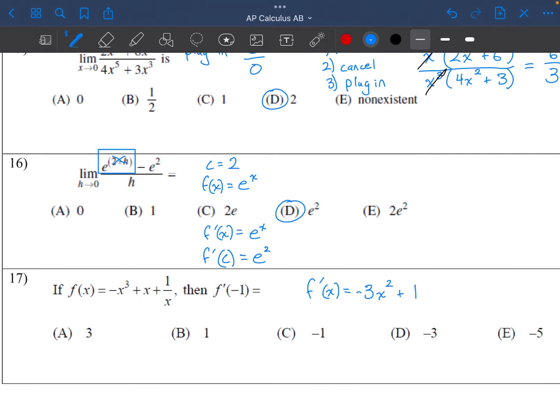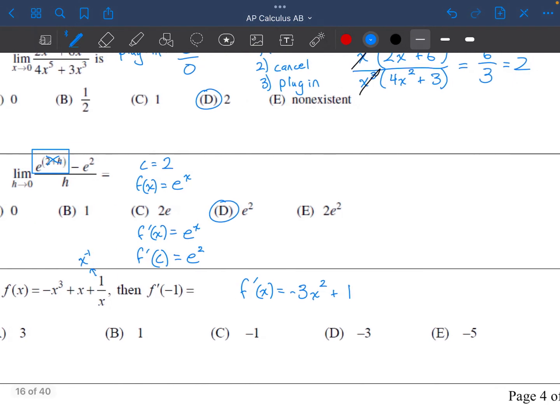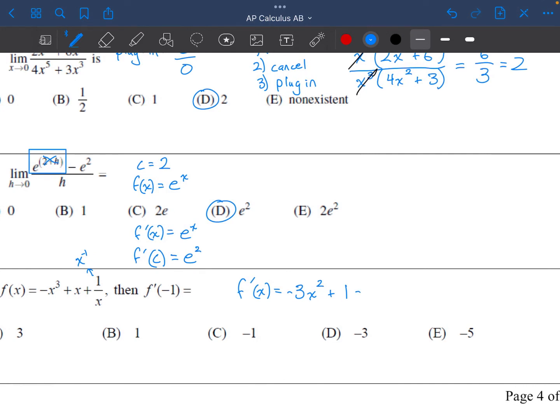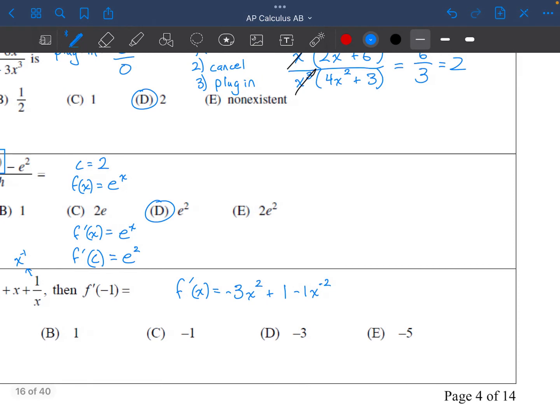So again, the way that I'm going to do this is I'm going to rewrite 1 over x as x to the power of -1, and the -1 is going to come down in front, so I'm going to say -1 x to the power of, and then it's going to go down a power. It was already at a power of -1, and it's going to go down even further to -2. So there's my derivative, and I need to plug in -1.